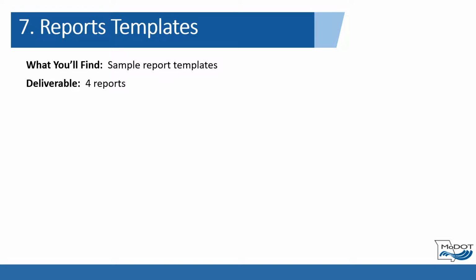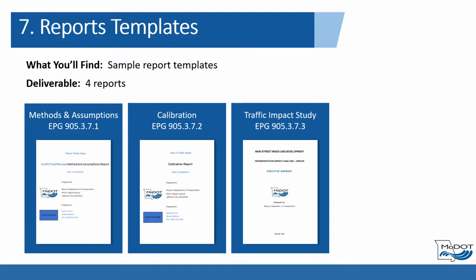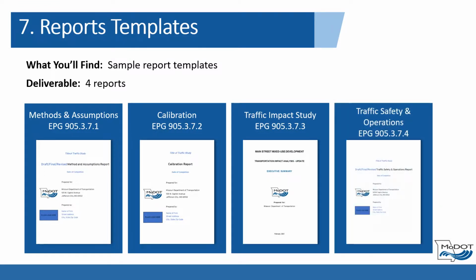Finally, Chapter 7, Report Templates, provides sample report template options for the following 4 reports: Methods and Assumptions Report, Calibration Report, Traffic Impact Study Report, or TIS, and Traffic Safety and Operations Report, or TS&O. A Methods and Assumptions Report serves as a record of the decisions and agreements made by the advisory team at the onset of a project, but may also be revised as a project evolves.